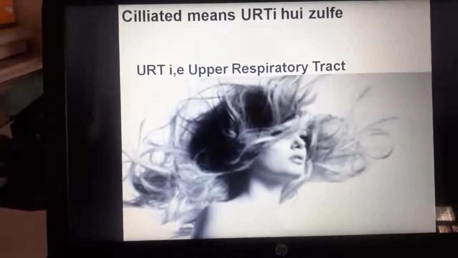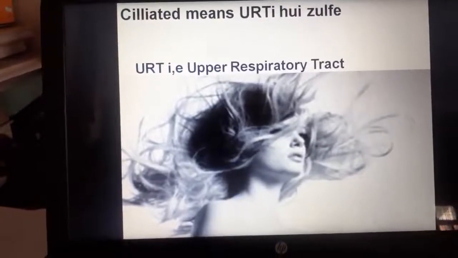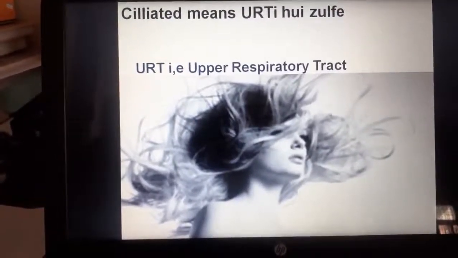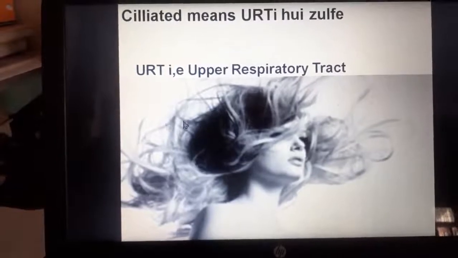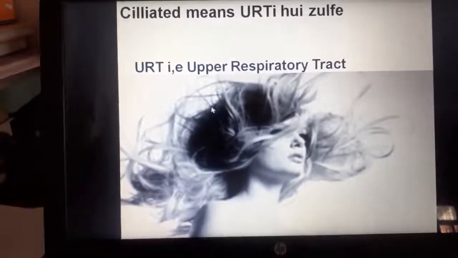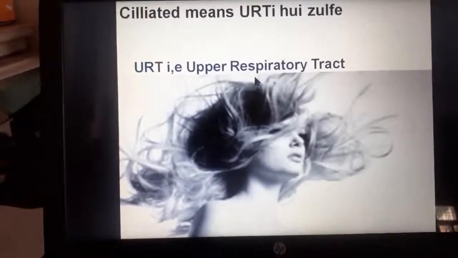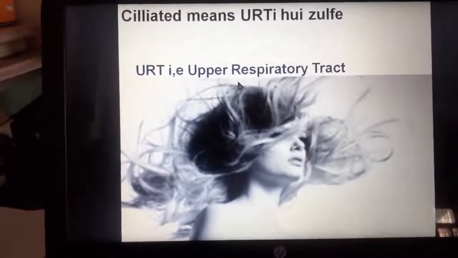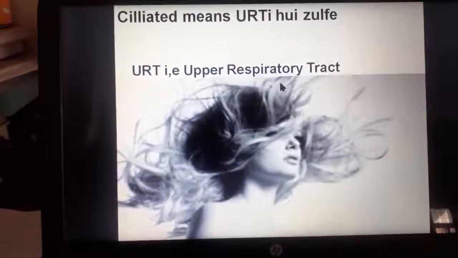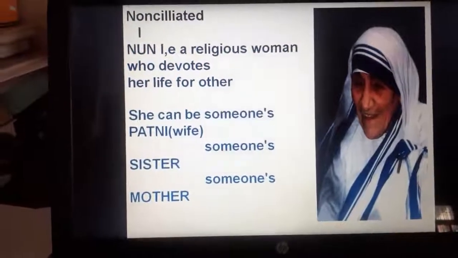Now coming to the ciliated type of pseudo-stratified columnar. Ciliated means zulf, flowing zulfein. Urti means upper respiratory tract, URT. Okay, upper respiratory tract. And non-ciliated, none.